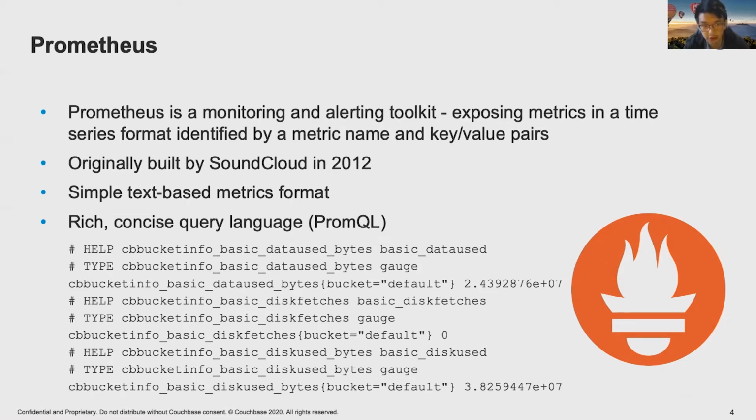Originally built by SoundCloud in 2012 for their monitoring needs, Prometheus exports a simple text-based metrics format and consumes that within Prometheus server. Prometheus server also has a rich, concise query language called PromQL.